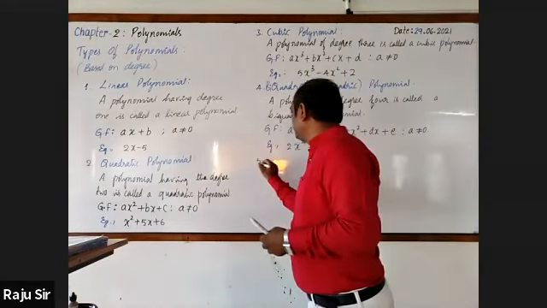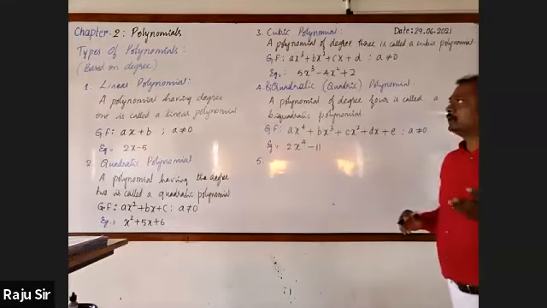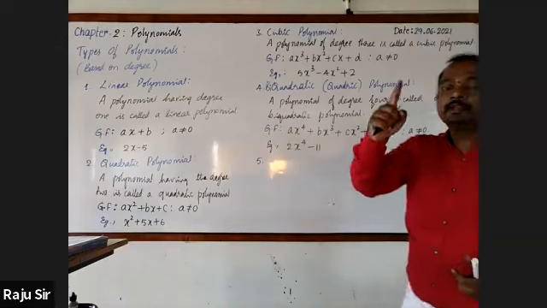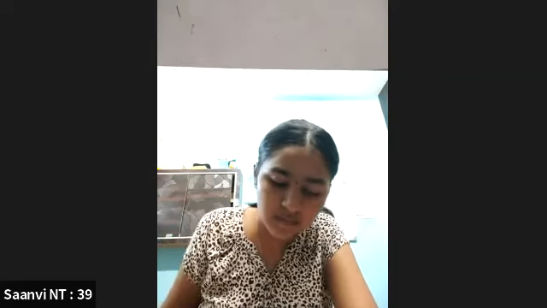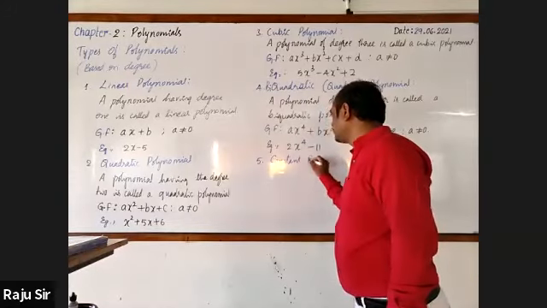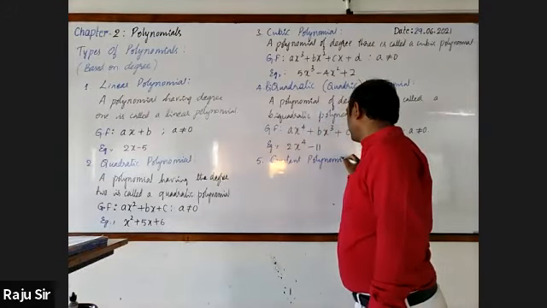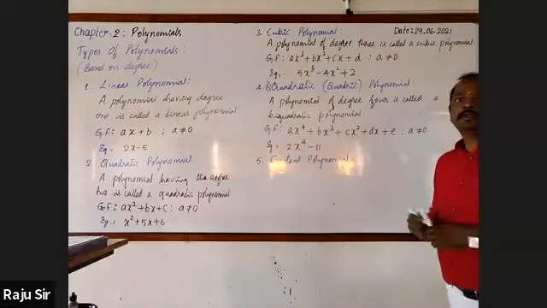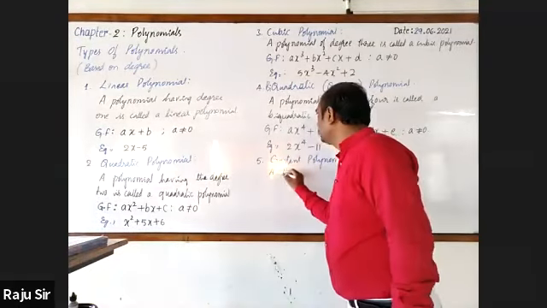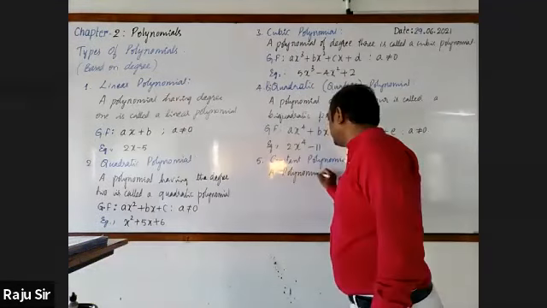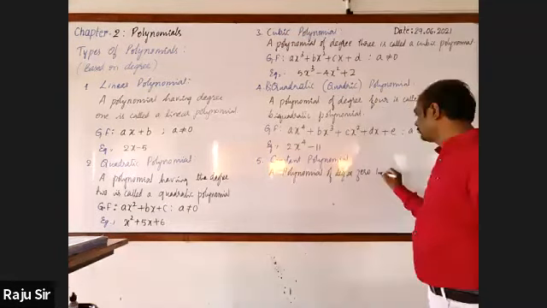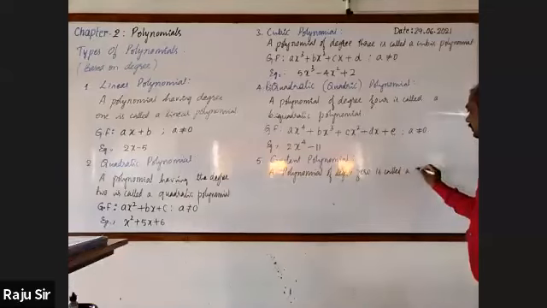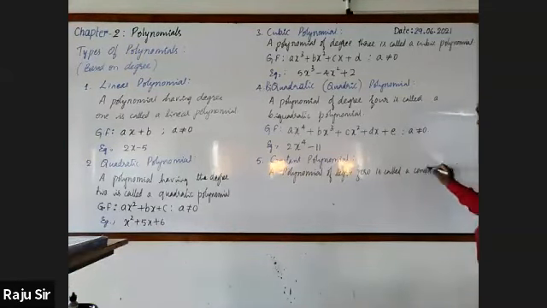Now, let's move on to fifth one. Yes, students, you know that a polynomial of degree 0, what is it called? Constant polynomial. Fifth one is constant polynomial. Write its definition. This is a polynomial of degree 0 is called a constant polynomial.